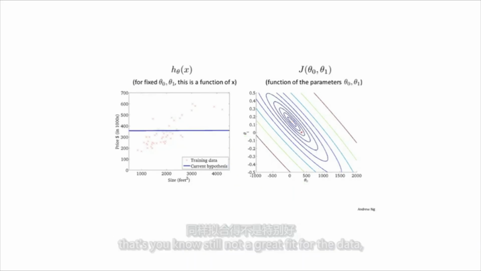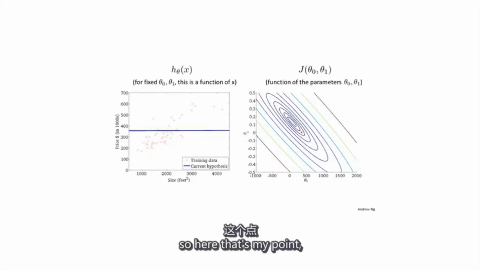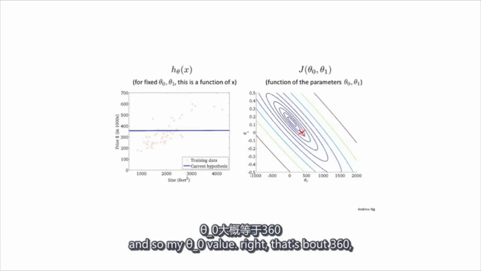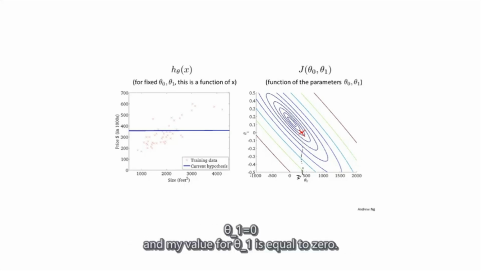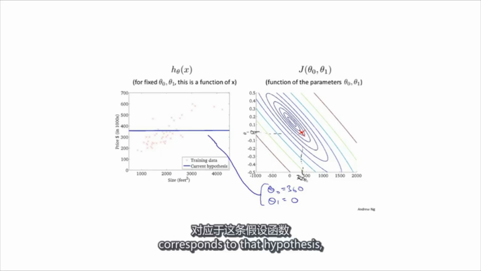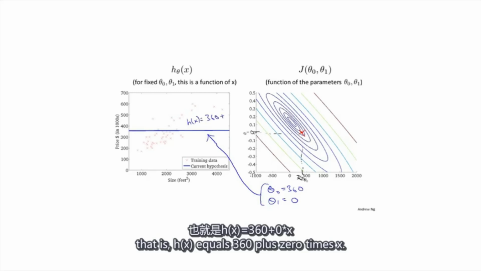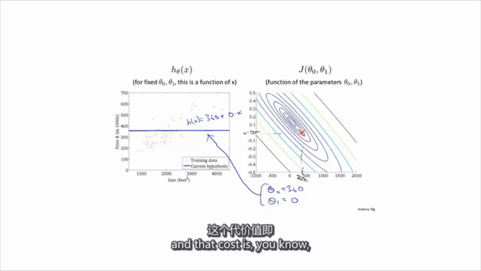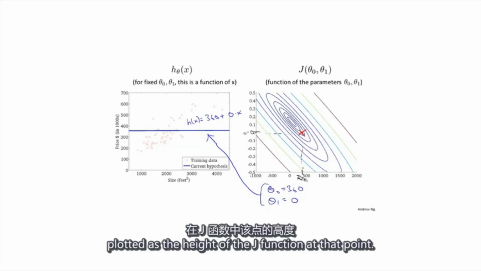Now here's a different hypothesis that's still not a great fit to the data, but maybe slightly better. So here, that's my point. Those are my parameters, theta 0, theta 1. My theta 0 value is about 360, and my value for theta 1 is equal to 0. So let's write that out: theta 0 equals 360, theta 1 equals 0. This pair of parameters corresponds to that hypothesis, a flat line. This is h of x equals 360 plus 0 times x. So that's my hypothesis, and this hypothesis again has some cost, plotted as the height of the J function at that point.